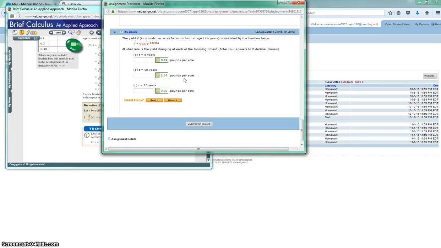And then just looking at number 9, if this is an equation for the yield for an orchard at age t, at what rate, so that's the slope, is the yield changing at each of the following times. So once I find the derivative of this, I would plug in 5 and 10 and 25 to find the rate of change, slope. So I will make a supplement for this one and add it to our sheet.